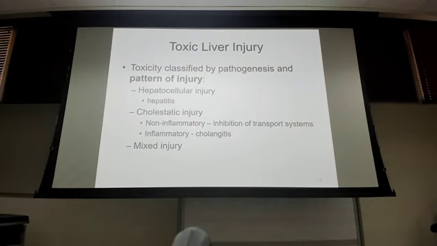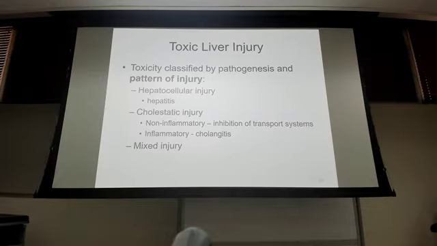So, once again, toxic liver injury is classified by what's causing it and the pattern. So, hepatocellular injury, hepatitis, right? An infection of the liver can cause toxicity. Cholestatic injury can be non-inflammatory. We already discussed that cholestasis is basically that movement of the bile. So if there's an inhibition of the transport system, or it can be an inflammatory cause of toxicity, i.e. inflammation of the gallbladder proper, cholangitis, or it can be mixed.